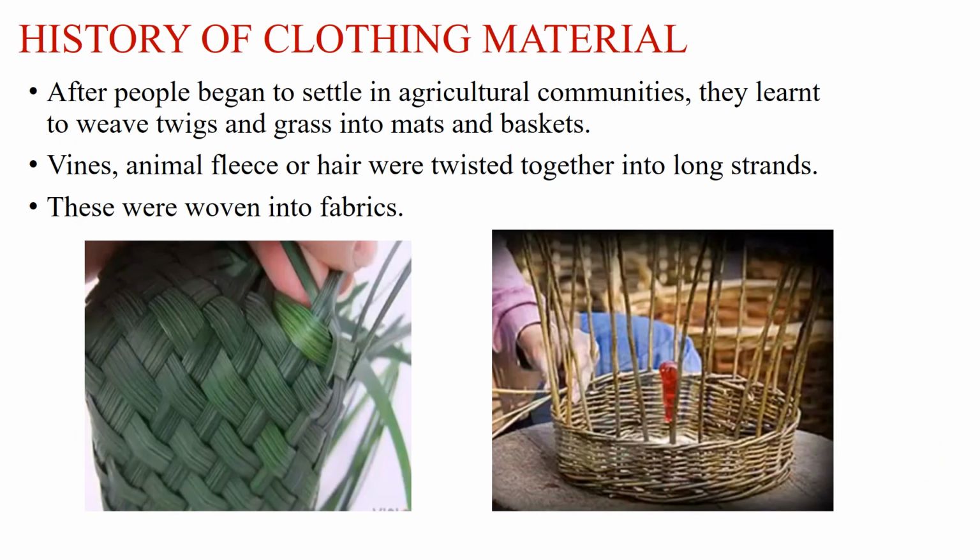After settling in agricultural communities, men learned to weave. They learned to weave twigs and grass into mats and baskets. They started weaving grass, twigs, animal hair, vines into long strands, which were then woven into fabrics.